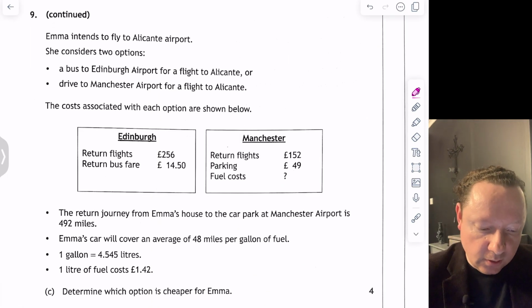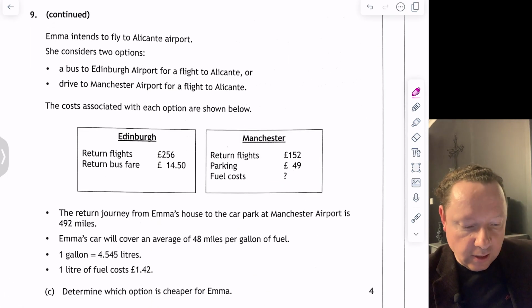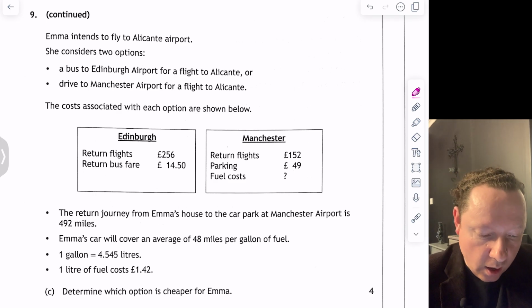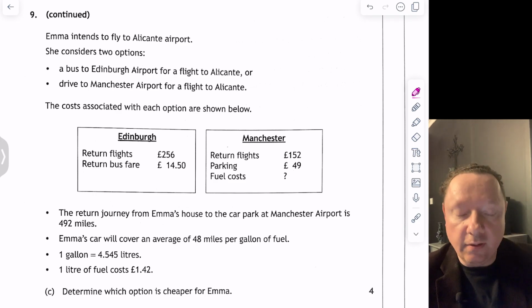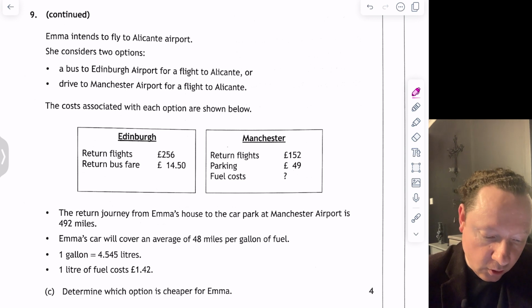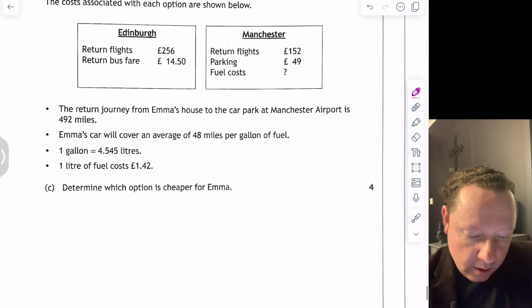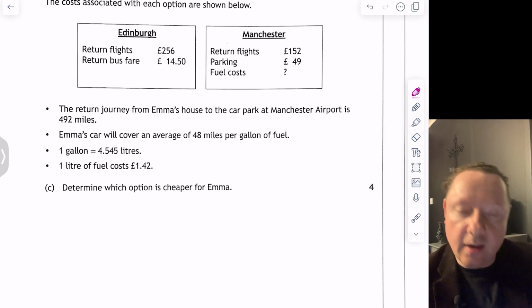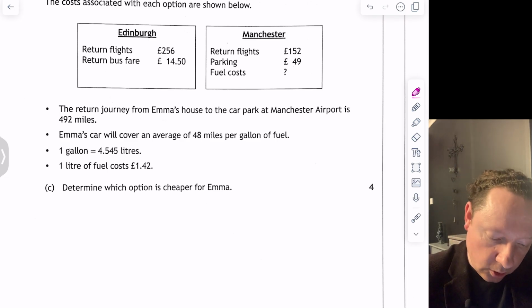Emma intends to fly to Alicante and she considers 2 options: a bus from Edinburgh Airport and then a flight, or drive to Manchester for a flight, then to Alicante. The costs for each option are below. So this is one of these questions where I have to convert a bunch of units. So let's watch out how much cheaper.